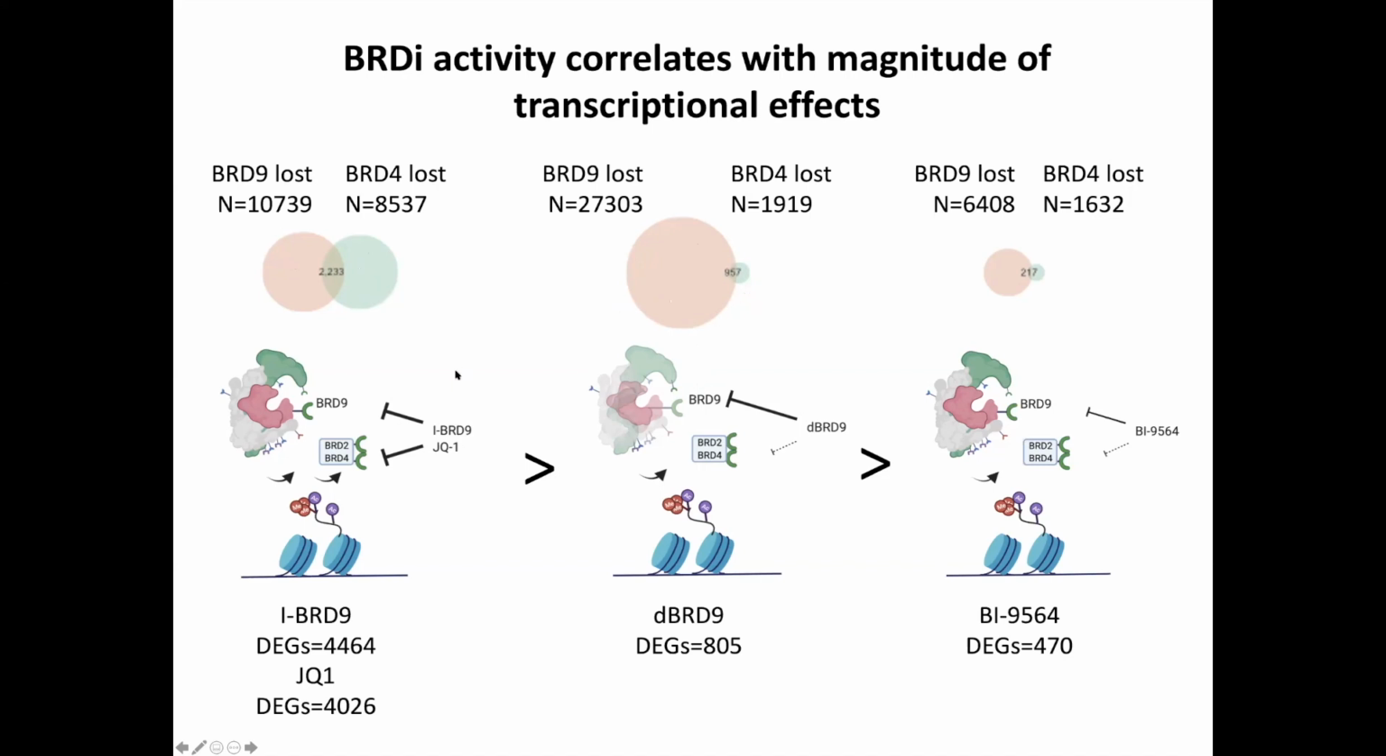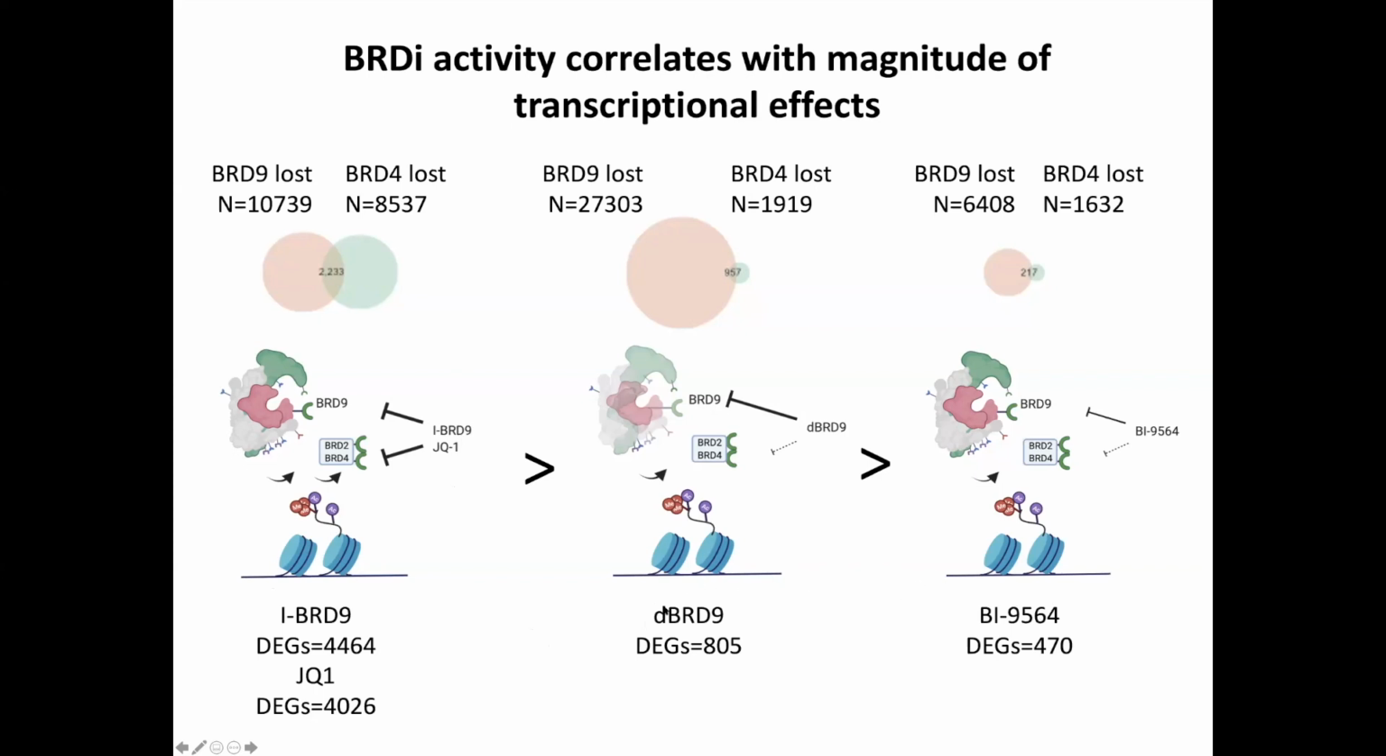This really correlates with the effect of these agents on gene expression. As I mentioned, iBRD9 and JQ1 have a really robust effect on gene expression, and we can't really ascribe that to BRD9 because these agents are hitting both BRD4 and BRD9. In contrast, dBRD9 and BI9564 appear to map to the function of BRD9 quite well, and again have a robust effect on inducible gene expression.